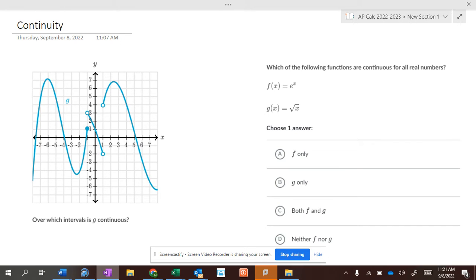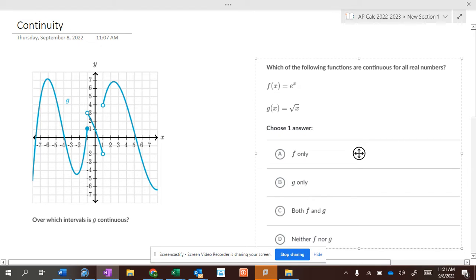Continuity. Here's a function of g. Where is it continuous? We have to name the intervals, so you have to know interval notation. Do you remember interval notation?